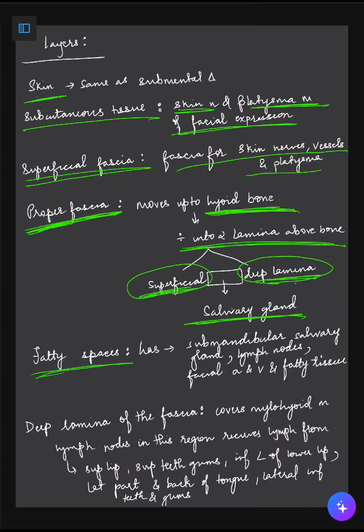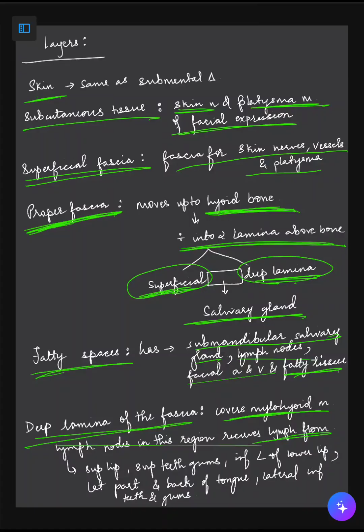Now there are fatty spaces. But what is there in this fatty space? The submandibular salivary gland, lymph nodes, facial artery and vein, and fatty tissue. Now, what does the deep lamina of the fascia cover? It covers the mylohyoid muscle.